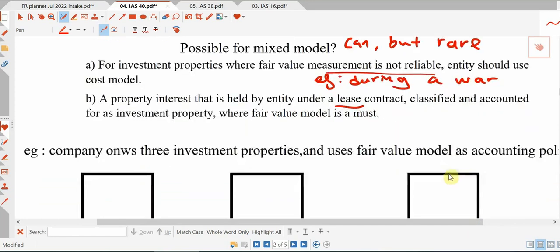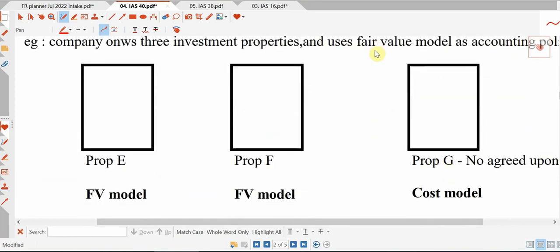So if you look at the bottom here, I have three properties. The company would like to use the fair value model. And we know our rules very well. If you decided to use the fair value model, all of your investment property must also use the fair value model. So property E, yes, fair value model, no issue. F, fair value model, no issue. And G, unfortunately, we cannot get the fair value. Maybe this property is in a country currently having a war, so we cannot extract information. So we got no choice but to use the cost model. So this is where the mixed model will come in. But very rare, class. How often do we have war, isn't it? Not really.